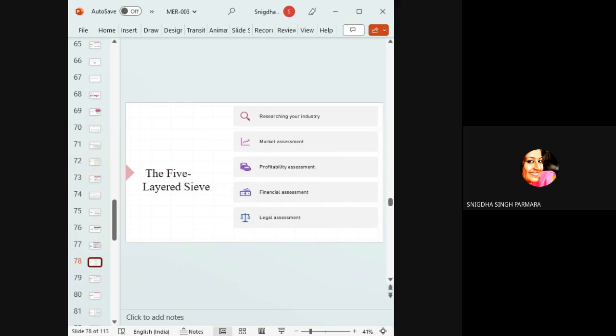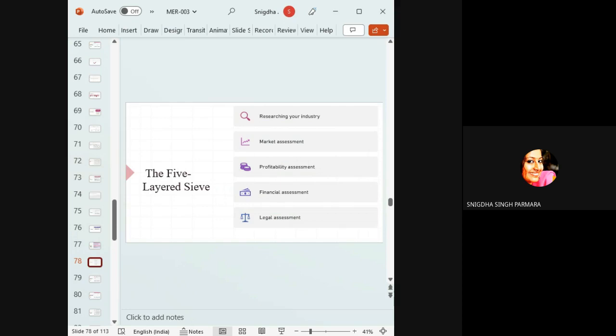So these are the five layers of a business opportunity sieve, wherein you need to research your industry pretty well, the one that you're choosing to get associated with or initiate your business from, and the resources that are available to you. You need to do market assessment. What is the size of the market? How much profitability can you derive from the market?